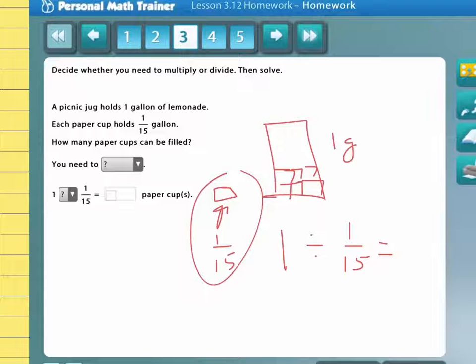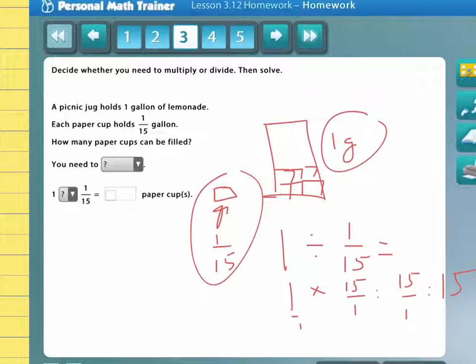So that's going to be keep the gallon, change the sign, flip the divisor, and it turns into 15 whole. So that 1 gallon is going to fill 15 1/15 cups with the lemonade. So we're going to use division here.